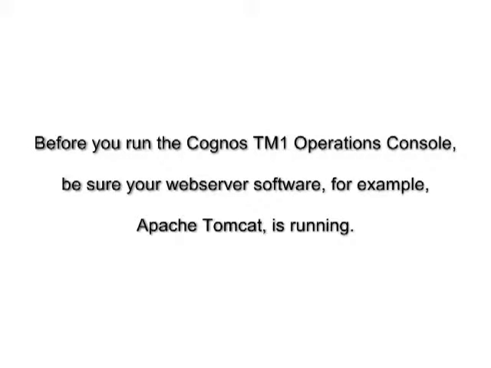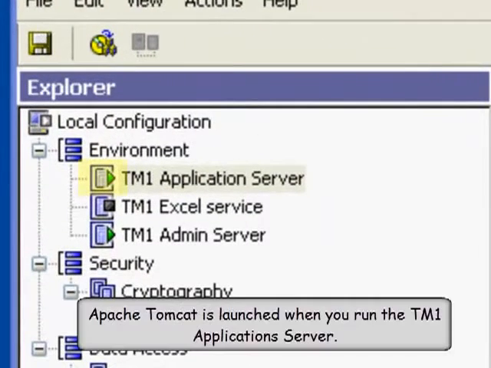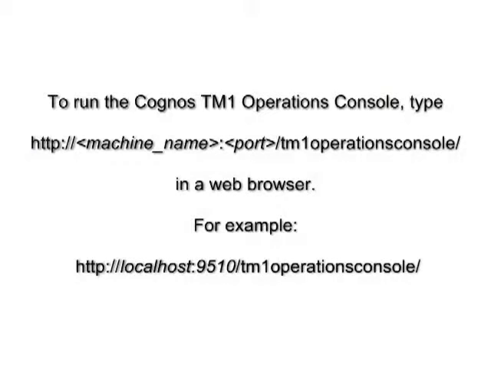Before you run the Operations Console, be sure your web server software is running. Apache Tomcat is launched when you run the TM1 Applications Server. The URL to run the Operations Console includes machine name and port, and an example is shown on the screen.